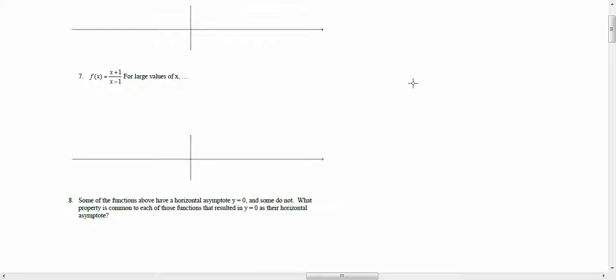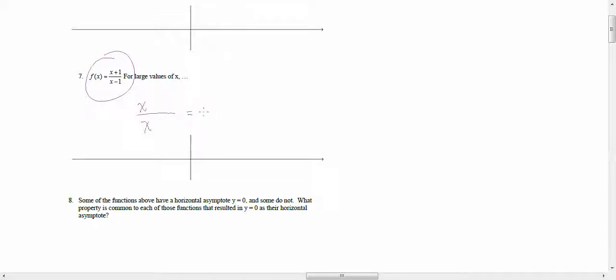Let's talk about what's going on over here. Paintbrush. There we go. All right. When I bring x out to the very, very big numbers, the only thing that matters over here is the x in the numerator and the x in the denominator. I can get rid of that plus 1 and the minus 1 because they're not as important.